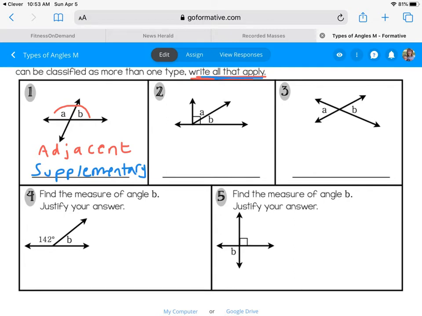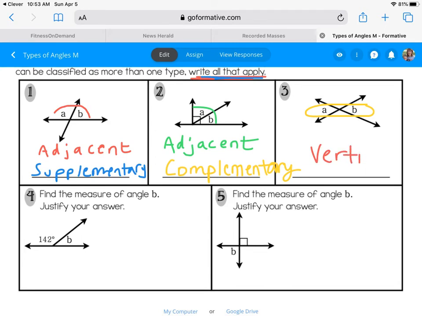Here again, for the next one, these are next to each other, so I would say adjacent again for this one. And they add up to 90 degrees. They form a right angle, so those are called complementary. Moving on to number 3, across from each other, that type is called vertical. They are also congruent. I don't know if that's one of your choices.